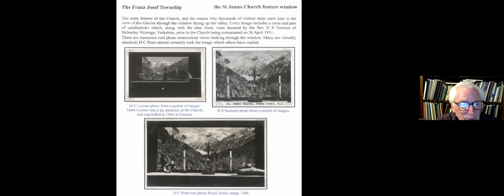This one here is a picture by Mark Lysons. He was a lay preacher at the church. He was killed in a casino, 1944, but he was also a mountaineer and a guide. Another climber in the area was the Reverend Newton, and he donated most of the material that sits on the altar here.